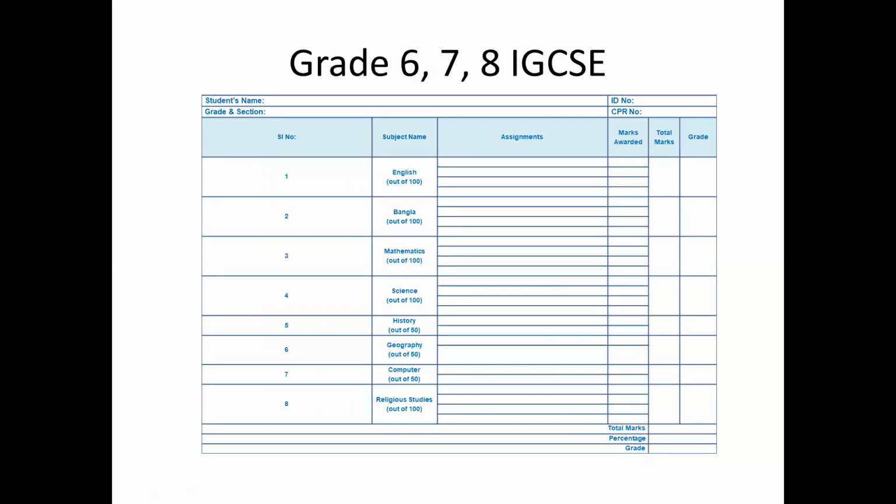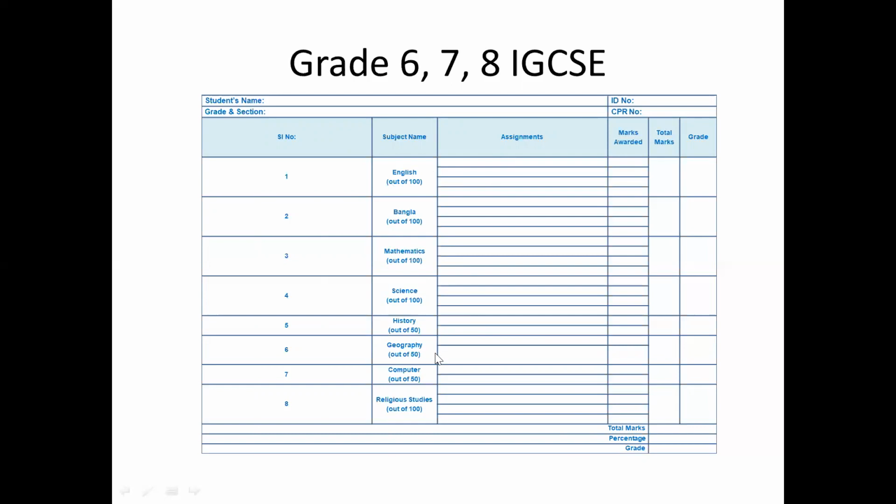And then you have grade 6, 7, and 8 IGCSE. Here the difference is that each subject is not out of 100. Some subjects are out of 100, some are out of 50. So in that case, I have given 4 rows for those subjects which are out of 100, and only 2 rows for those subjects which are out of 50. So you have to take care.